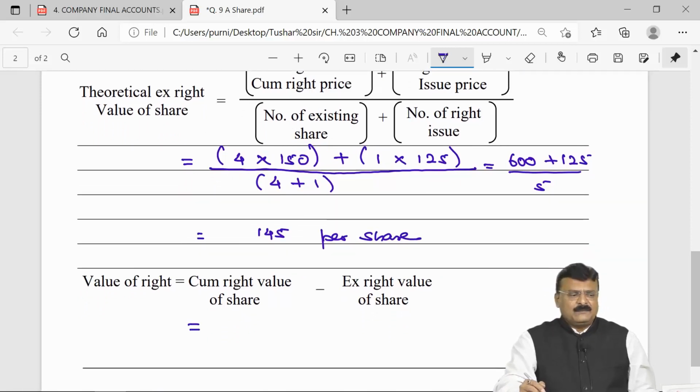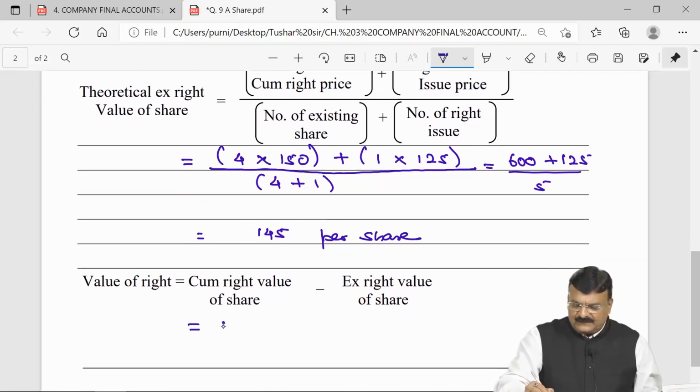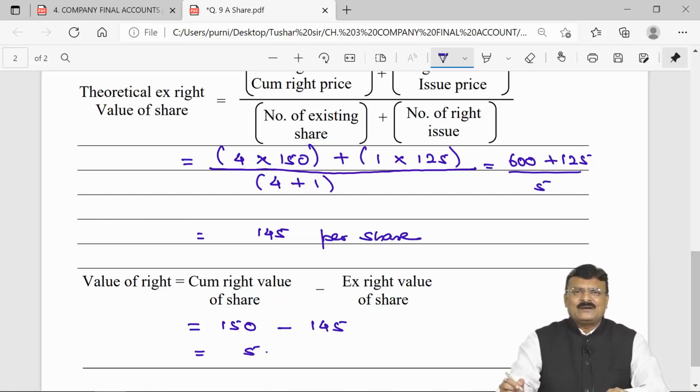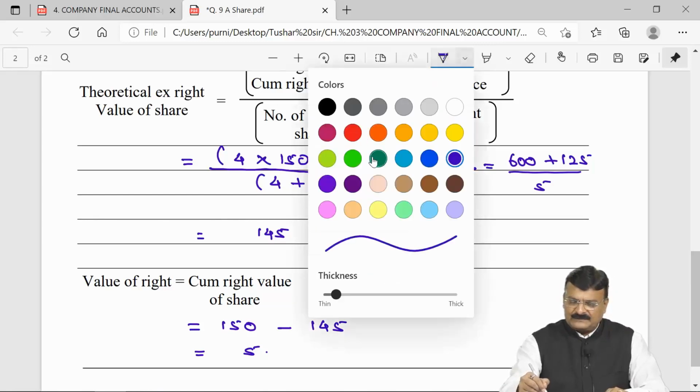And then applying the formula, value of right is cum-right value. What is cum-right value? 150, minus what is ex-right value? 145. So value of right is rupees 5 per share. Very simple, just application of formula and getting the answer. I just tell you one logic, students, for this particular sum.